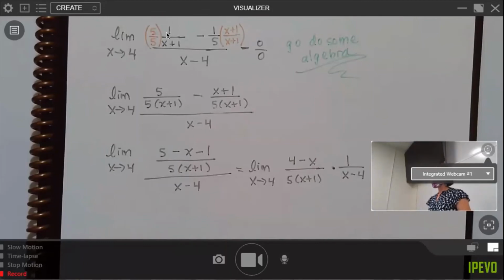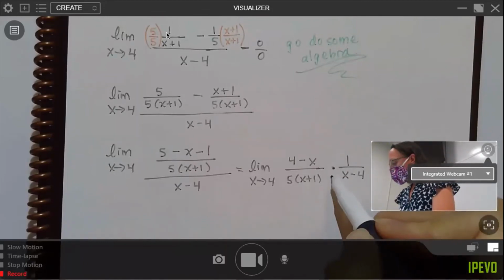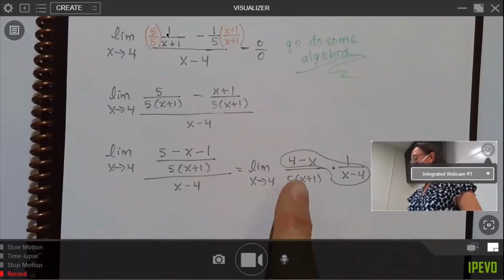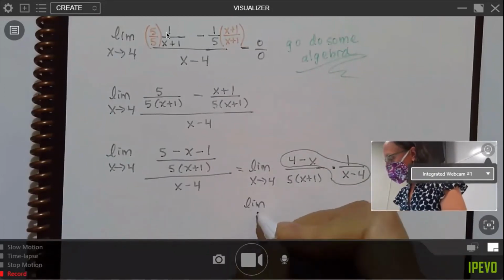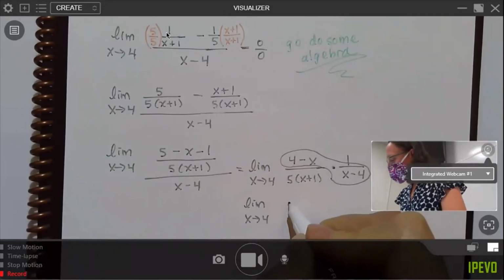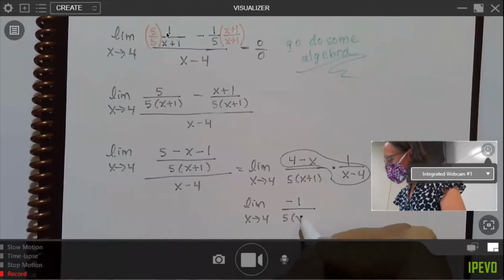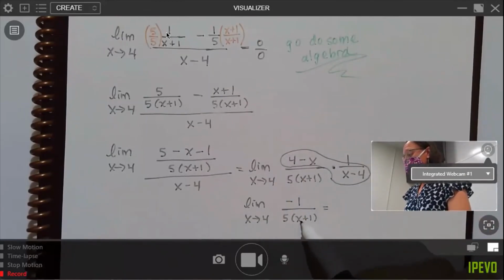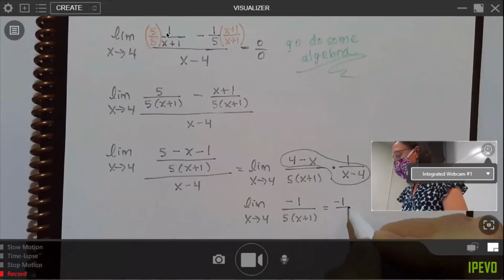There are a couple of different ways to finish off the algebra here, but that 4 minus x over x minus 4 term, they almost cancel. They're just going to leave us with a negative 1. You can also get there by thinking about factoring out a negative 1 from 4 minus x. And now I'm ready to plug that 4 in. And if I do, I'd have negative 1 over 25.